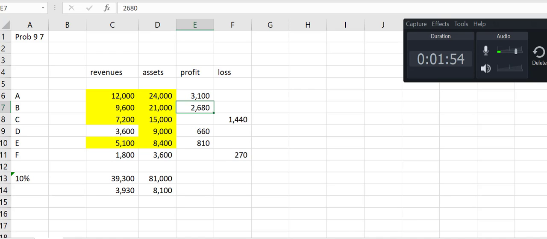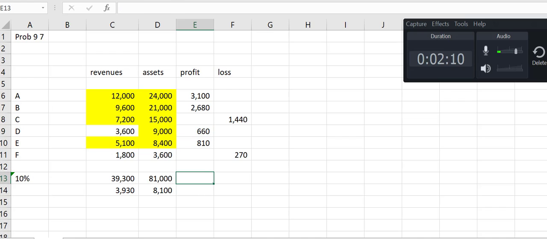Now this test is, if you meet any of these tests, you're reportable. Okay? So if you meet the revenue test, you're reportable. If you don't and you meet the asset test, you're reportable. If you don't meet either of those and you meet the profit or loss test, you're reportable.